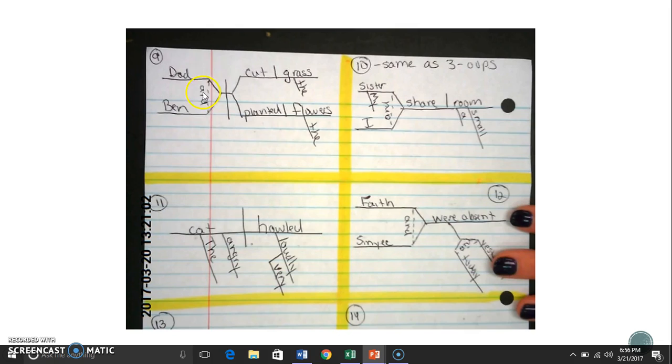So I've got Dad and Ben. And is my coordinating conjunction. Dad and Ben should both be capitalized. Well, first they cut the grass. Cut is your action verb. Grass is your direct object. The is the modifier. Here I'm missing my and. They planted. There's my action verb. The flowers. Flowers is my direct object. The modifies flowers. Great.